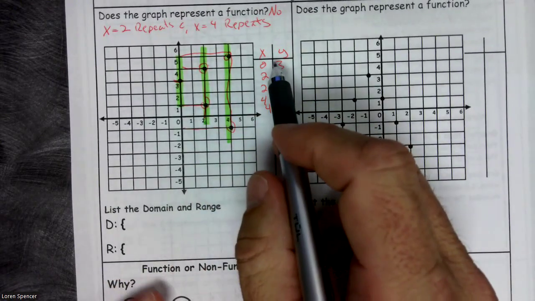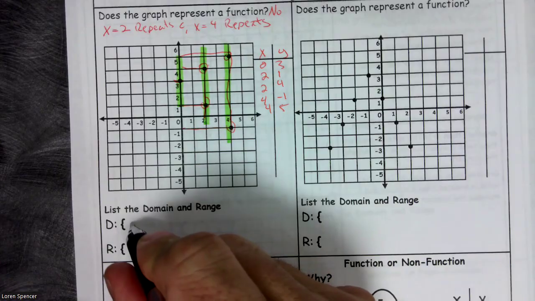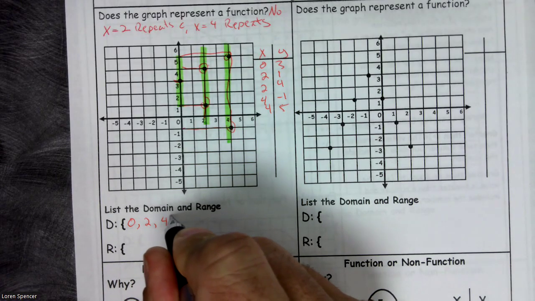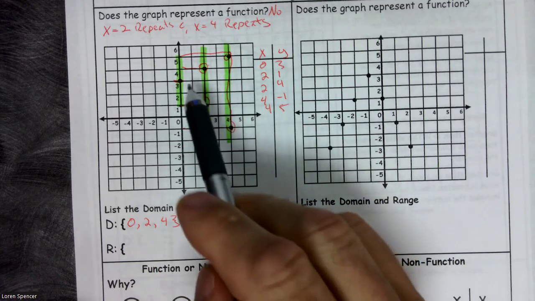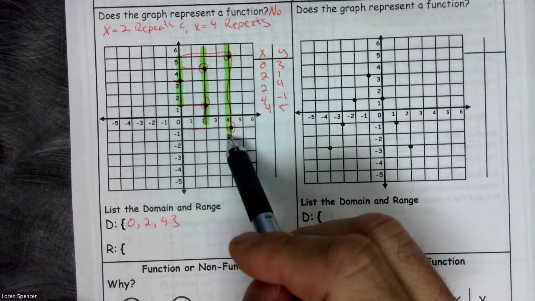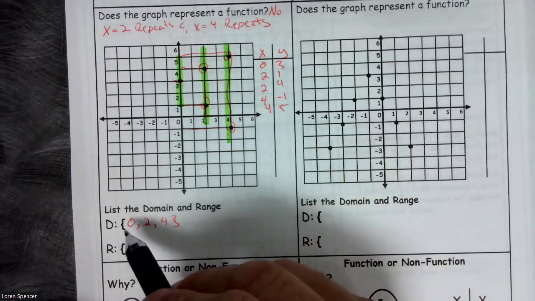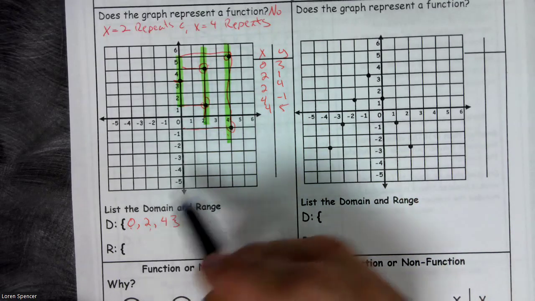So the domain in this case is going to be 0, 2, 4. We only have to list three numbers, even though we had 1, 2, 3, 4, 5 ordered pairs. Now, please make sure that they're in order from least to greatest like we have here.